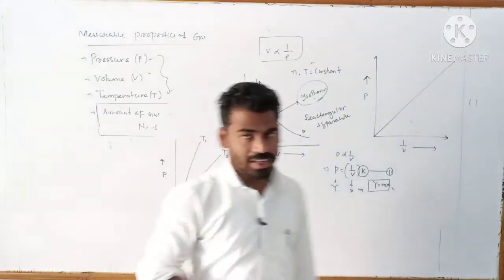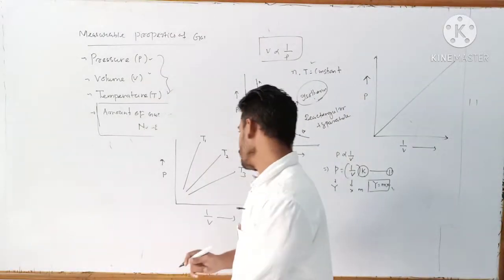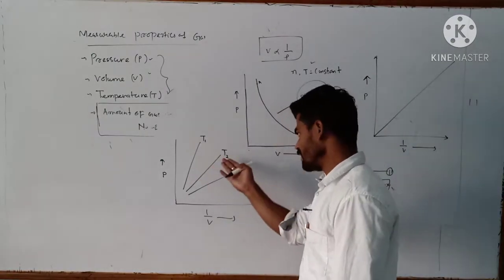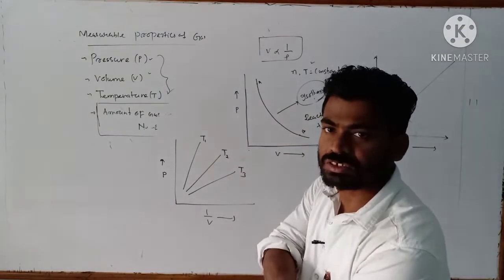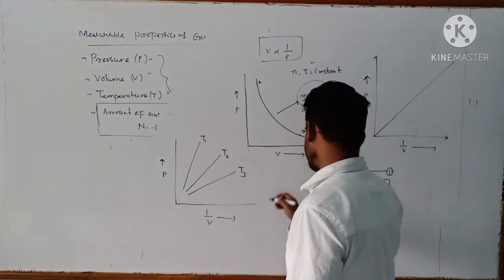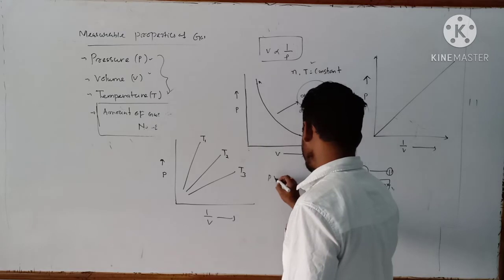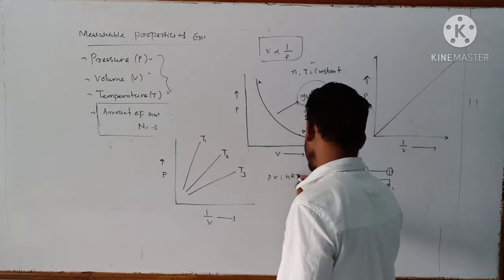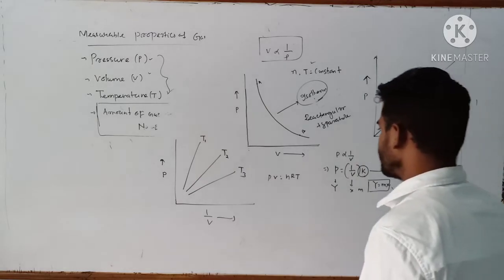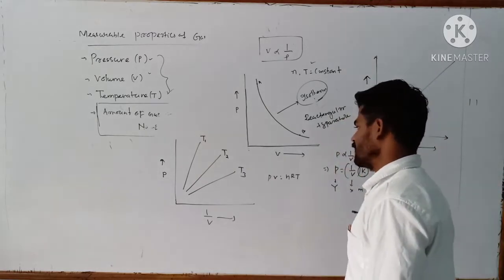So what is the order of T1, T2 and T3? Why are the slopes like this? What is the relationship among the three temperatures? If you compare with the equation PV equals nRT, this is the ideal gas equation. Just remember it right now: PV equals nRT.